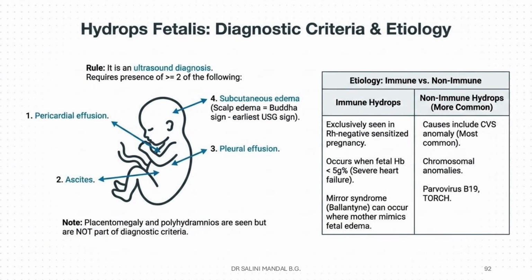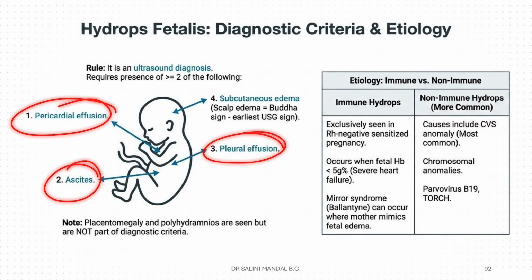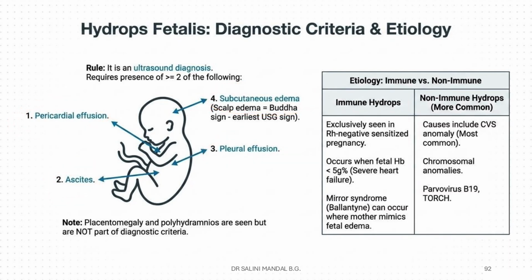Next is about hydrops fetalis. In hydrops fetalis, the diagnostic criteria are: pericardial effusion will be there, there is going to be ascites, pleural effusion, and subcutaneous edema. These are the 4 things which are going to be there in hydrops fetalis: pericardial effusion, ascites, pleural effusion, and subcutaneous edema. Subcutaneous edema is going to look like a Buddha sign.